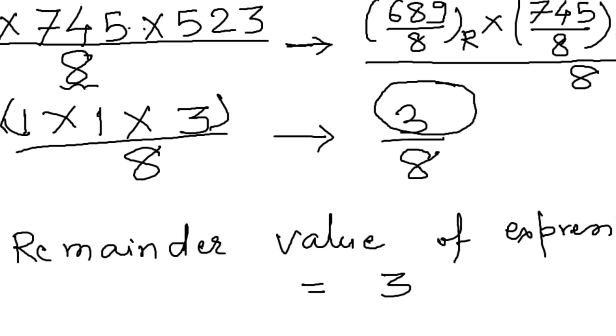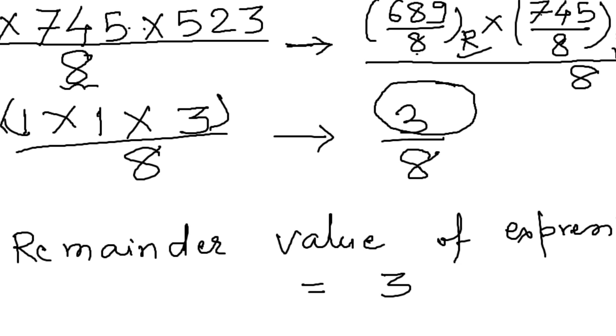If you try to multiply 689 with 745 and then multiply whatever value you get with 523, it's going to be a large and very huge number, and then again you have to divide by 8 to find the remainder. It's going to be very time consuming. So what you do is individually divide 689 by 8 and find the remainder. Similarly 745 by 8, find the remainder, and like that 523 by 8 and you figure out the remainder.